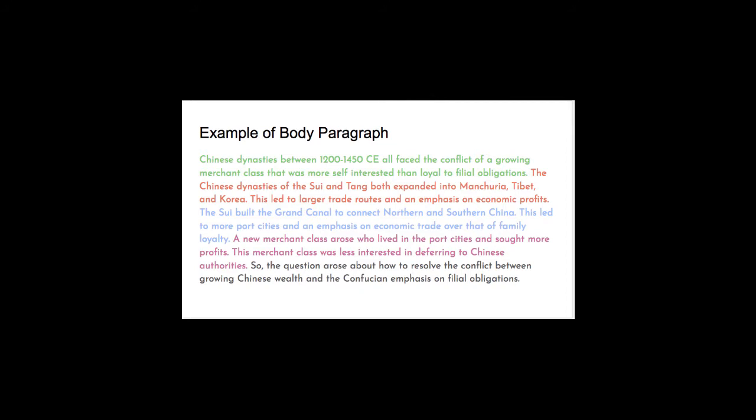Next up, the Sui built the Grand Canal to connect northern and southern China. There's a concrete detail. This led to more port cities and an emphasis on economic trade over that of family loyalty. There's our analysis, again connecting back to the topic sentence about favoring trade over that of family. Okay, last concrete detail. A new merchant class arose who lived in the port cities and sought more profits. There's our concrete detail. This merchant class was less interested in deferring to Chinese authorities. There's our analysis, connecting back to the argument. Now we have a transition sentence. So the question arose about how to resolve the conflict between growing Chinese wealth and the Confucian emphasis on filial obligations.